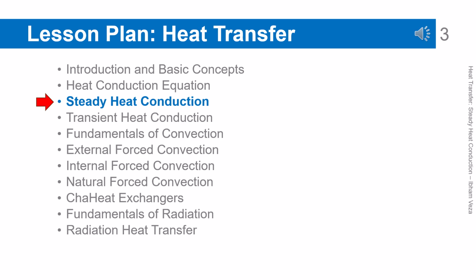Lesson plan: Heat transfer. This lecture structure places steady heat conduction as a continuation of basic concepts and the heat conduction equation. This topic serves as a bridge towards convection, radiation, and heat exchangers. Each chapter is connected through energy balance and heat transfer mechanisms. Understanding this sequence is important to ensure consistent thermal system analysis. This topic forms a foundation for more complex thermal system studies.